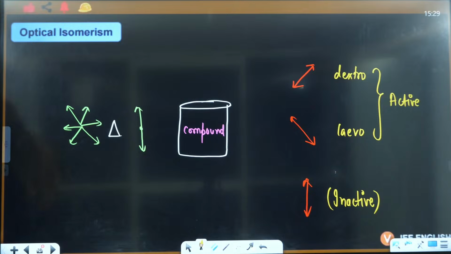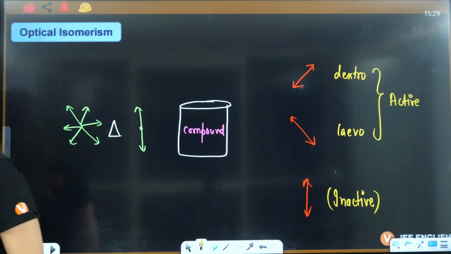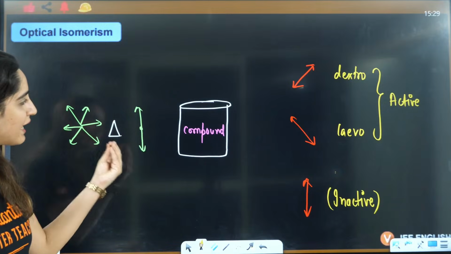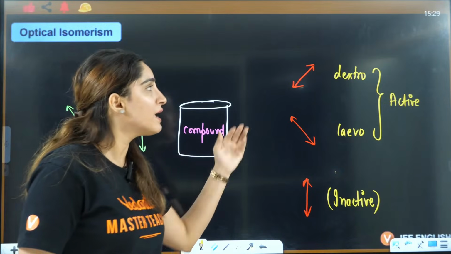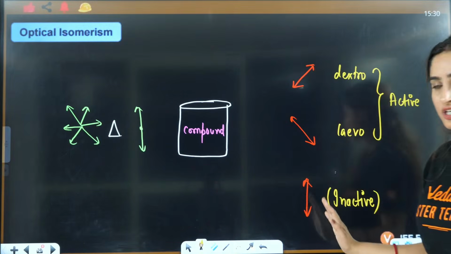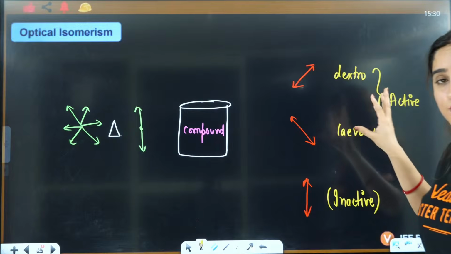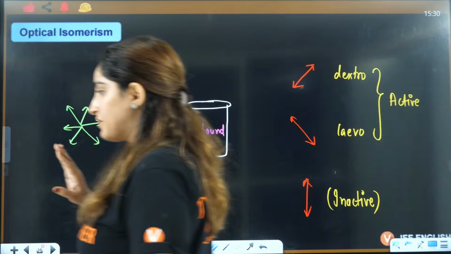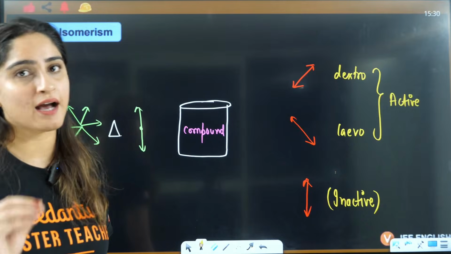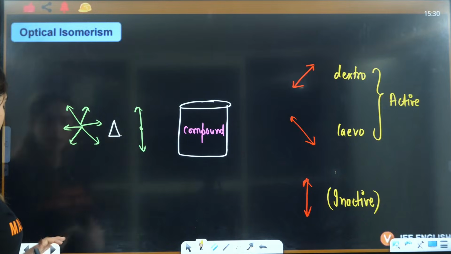Everybody, do let me know if that is clear. You have two things: a plane polarized light. If you pass it through a compound, either it will be rotated to the right side or the left side, or there will be no rotation. If it is rotated, that means it is optically active. If there is no rotation, that means it is an optically inactive compound, right?